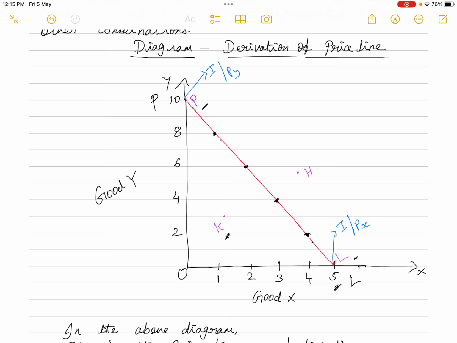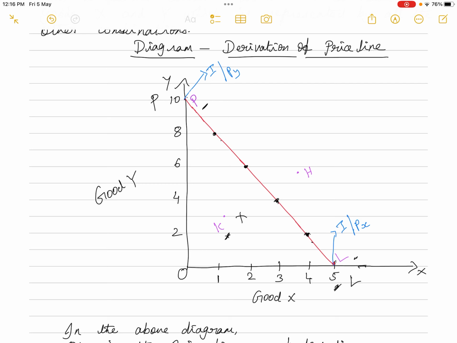Because it represents underspending. If he chooses point K, that means he is purchasing less than what his budget can afford. He can purchase more units of commodity X and commodity Y. So when he can purchase more, why should he be satisfied with fewer units? A rational consumer will not do that. A rational consumer wants to get maximum satisfaction, so that is another reason we are assuming the consumer is rational. So combination K is absurd.